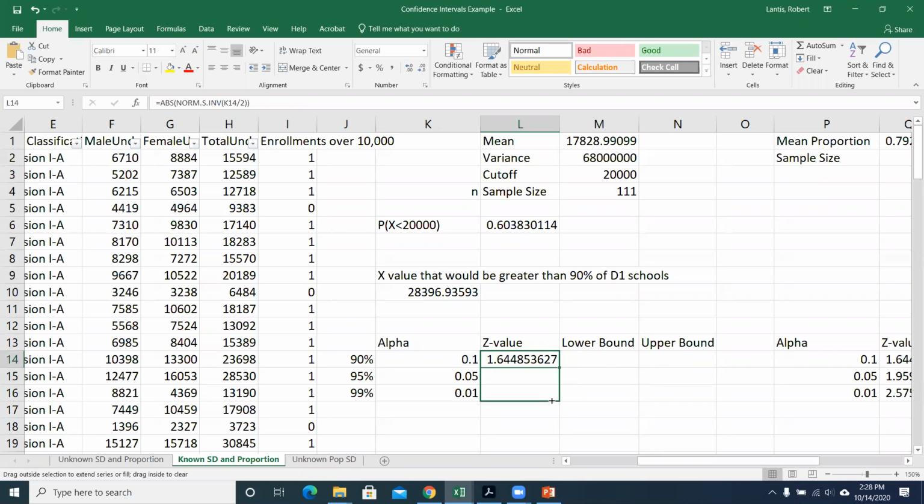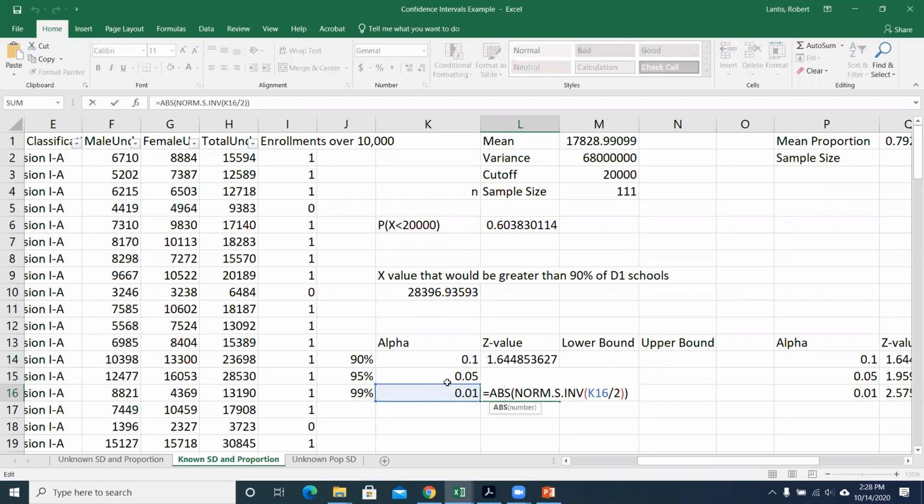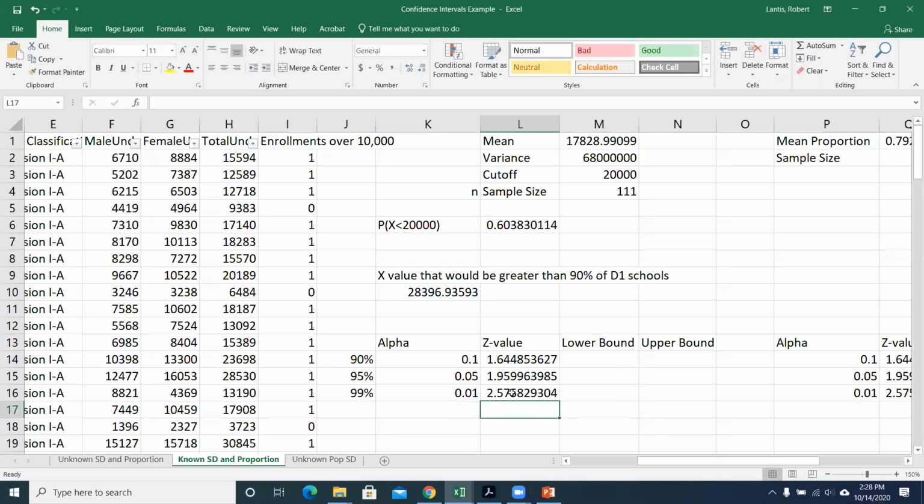I then can copy this down, and notice it just updates the cell reference to be the next alpha value. So I've now found these 3 z-values. Notice when we used the table, we weren't exact. I think if you looked up, we had examples that used all 3 of these today.